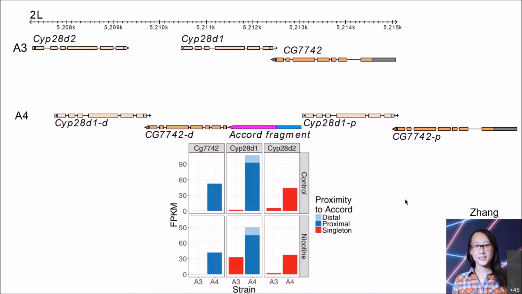So what we think is going on here is that you have this Accord fragment, which is upregulating the entire region, but the duplication is also contributing to the increase because there are two copies to upregulate.